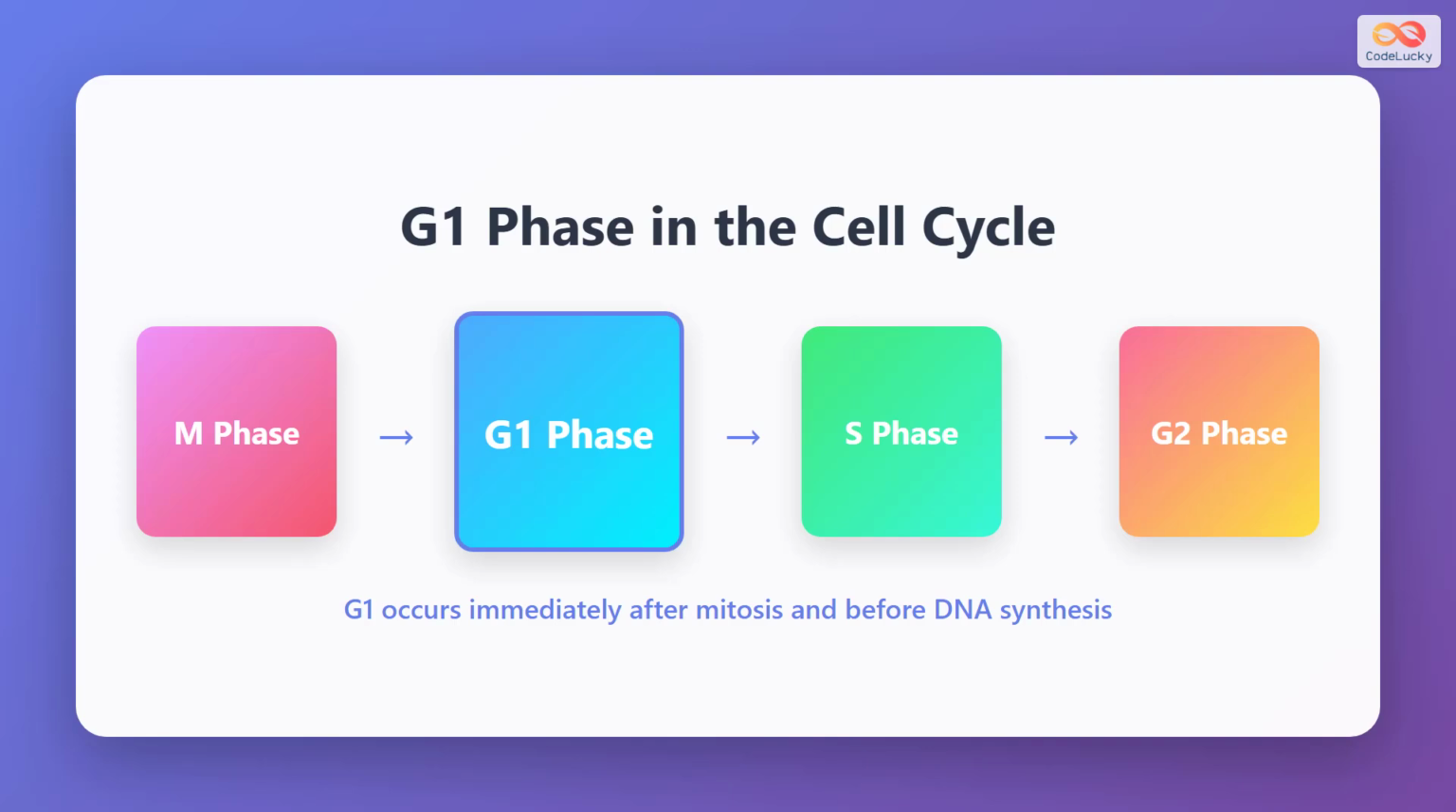To understand where G1 fits in the overall cell cycle, let's look at its position. The cell cycle consists of 4 main phases. First comes M phase, where mitosis occurs and the cell divides. Immediately after M phase, the cell enters G1 phase. Following G1 is S phase, where DNA synthesis happens and the chromosomes are replicated. After S phase comes G2 phase, the second gap phase, which prepares the cell for another round of mitosis. So G1 occurs right after division and right before DNA replication, making it a crucial transition period.